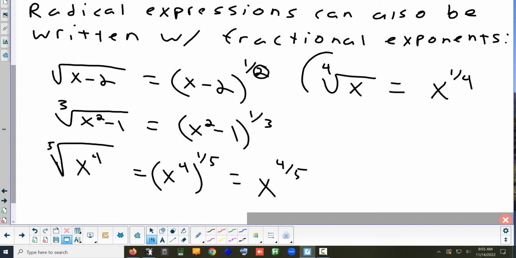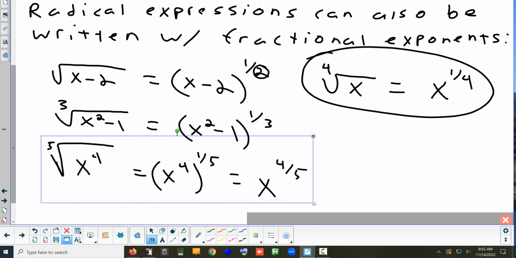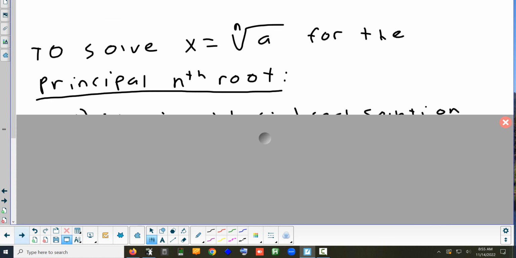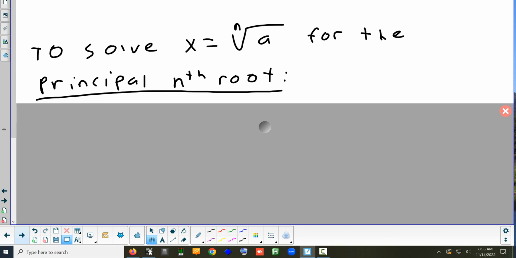Would you ever really do one like this? I mean, probably not. There's no real reason to do that in general. But this last one, definitely useful. So, any question on how to change something from a radical to a power? Okay, so let's talk about another term that means principal, what's called principal root.